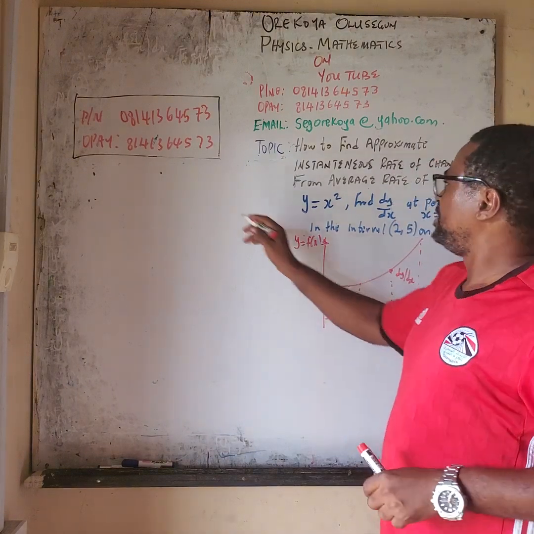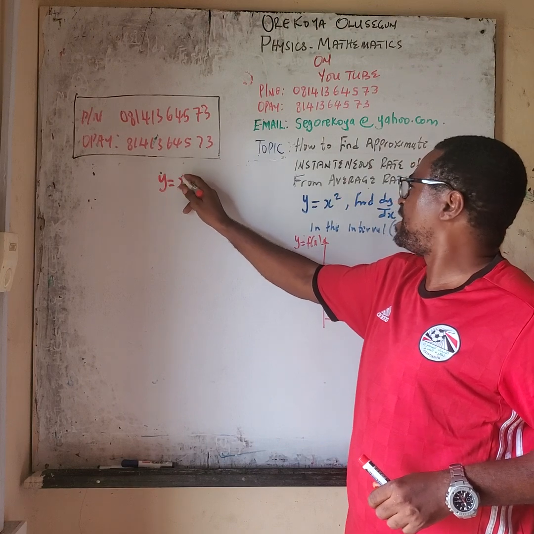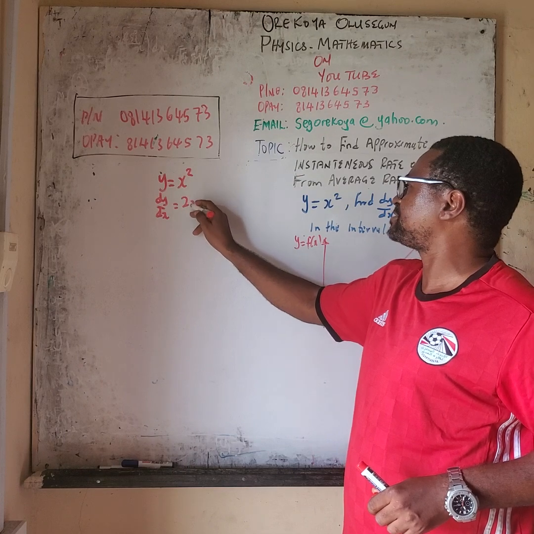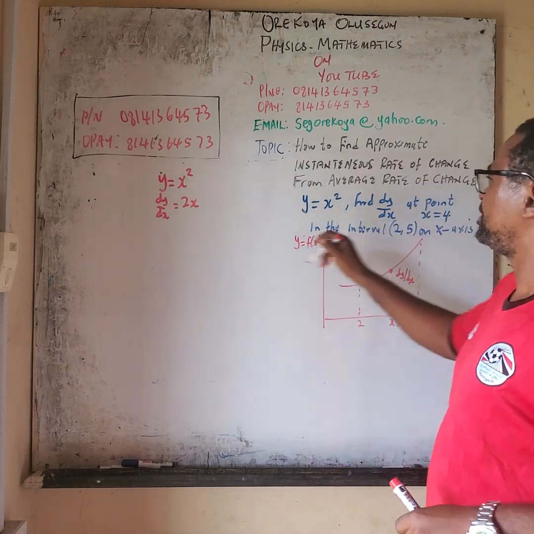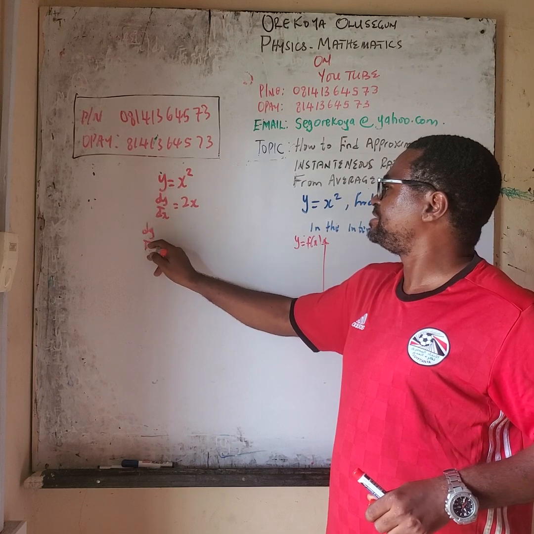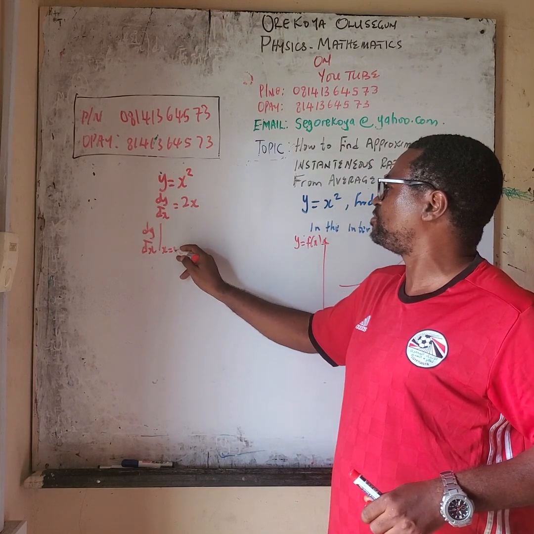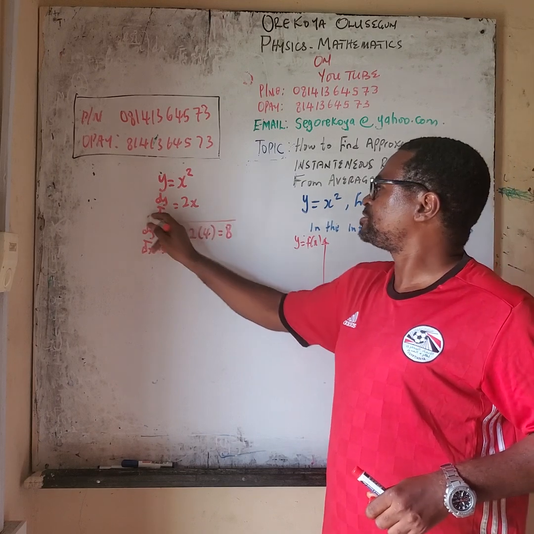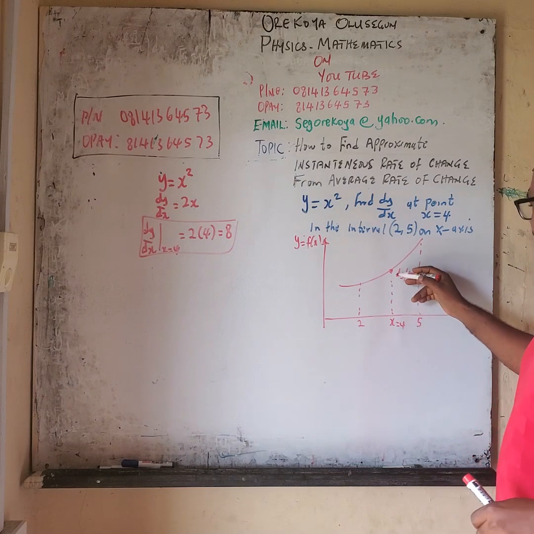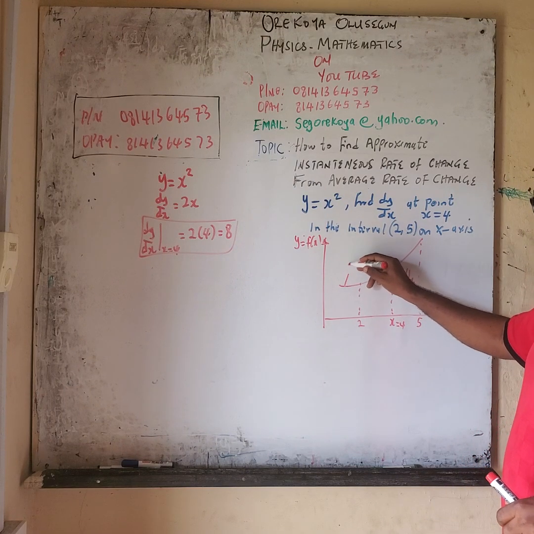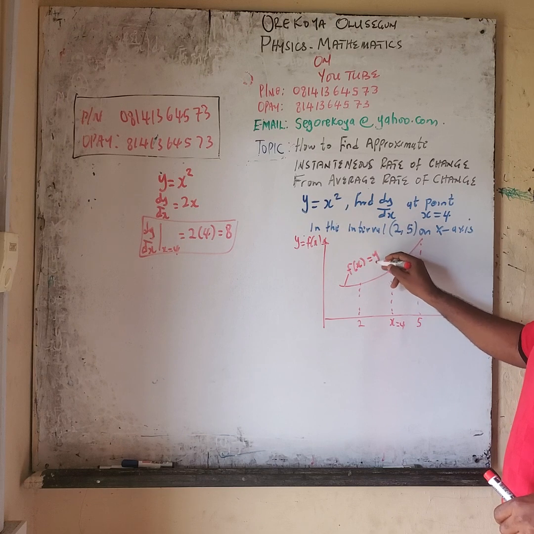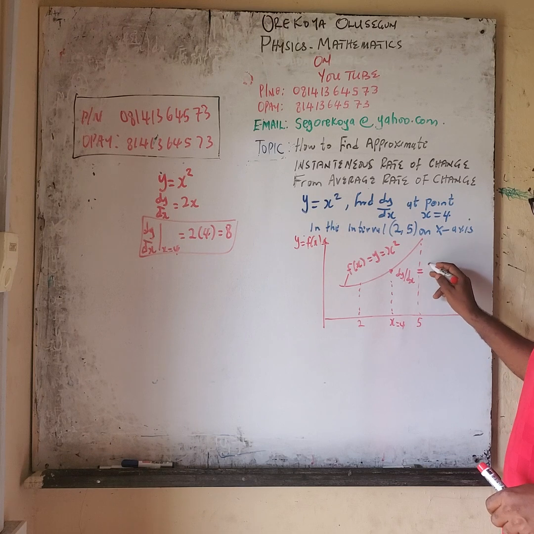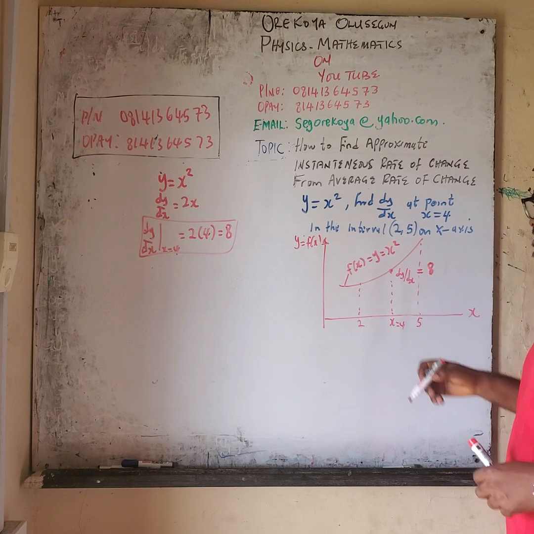Now, if you are given y is equal to x raised to power 2, dy/dx will give you 2x. So at point 4, dy/dx when x is equal to 4 will be 2 times 4, which is equal to 8. So dy/dx when x is equal to 4 for this function f of x equal to y, which is x squared, will give us 8.